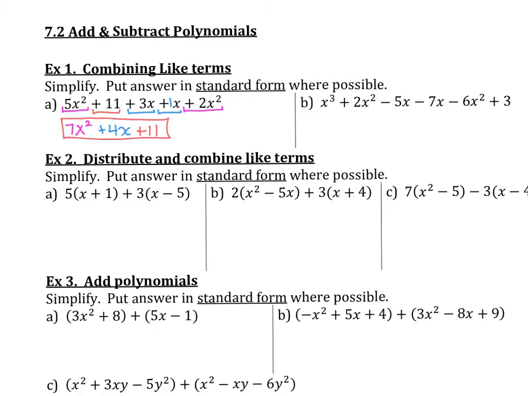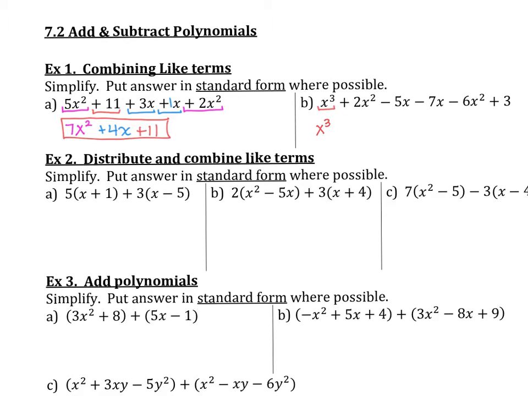Okay, for B, I'm going to do the same thing. Because I'm putting it in standard form, I am going to start with the highest exponent and then work my way down. So the highest exponent I see is the third power. So x to the third. Are there any other x to the thirds? There are not any other x to the thirds. So this is going to go first.